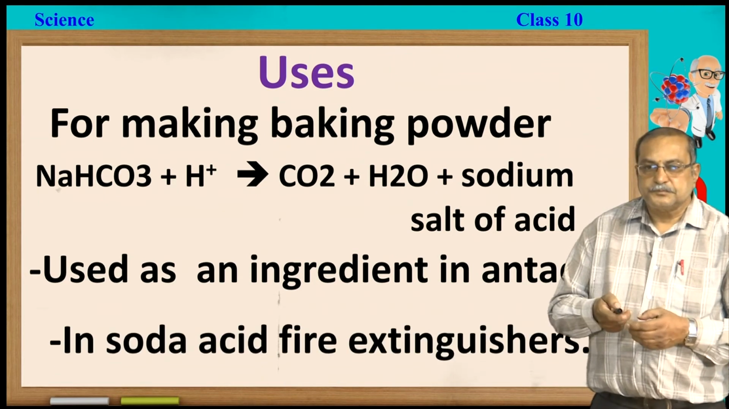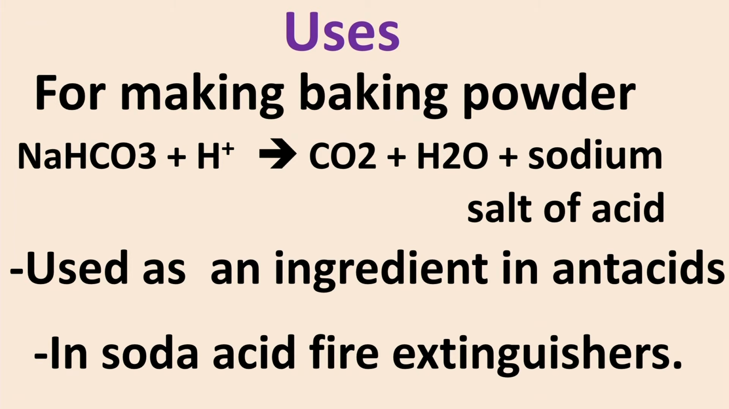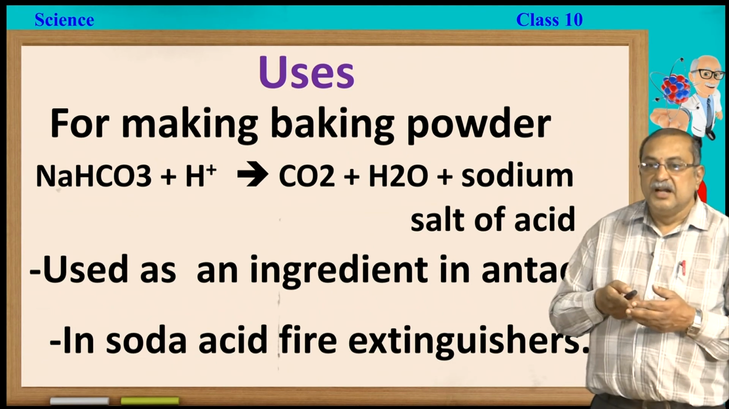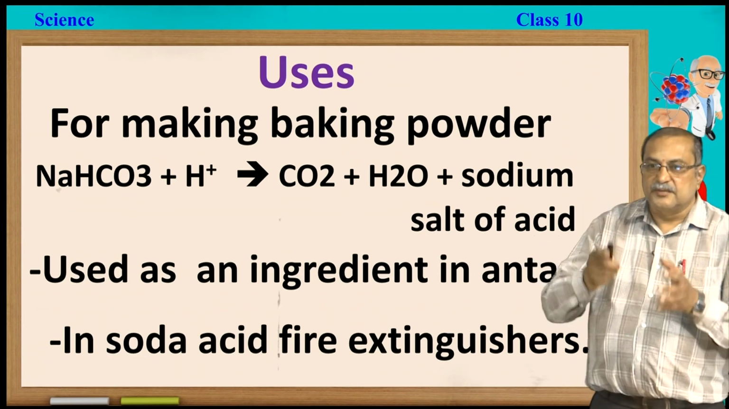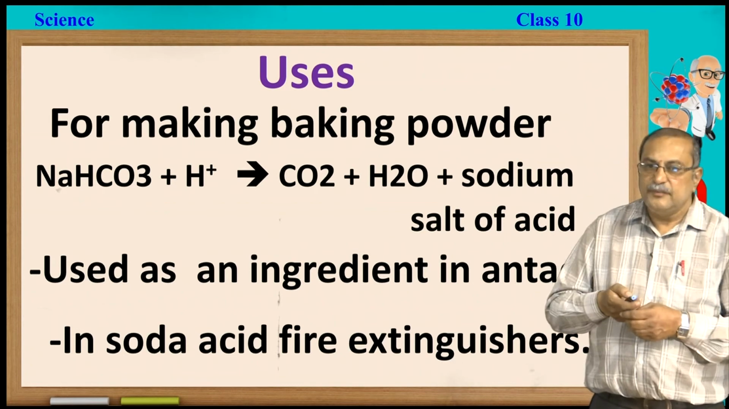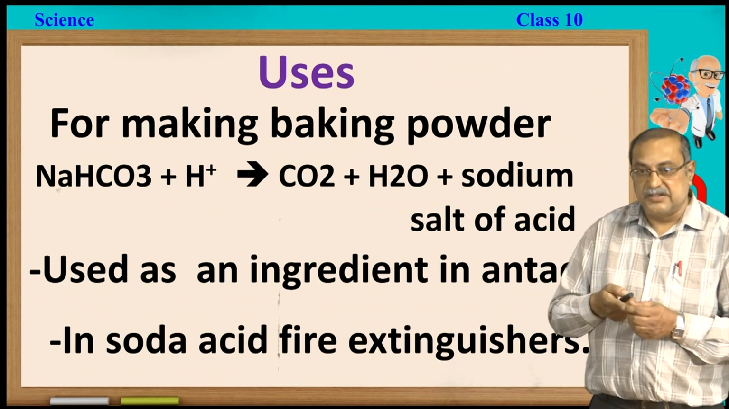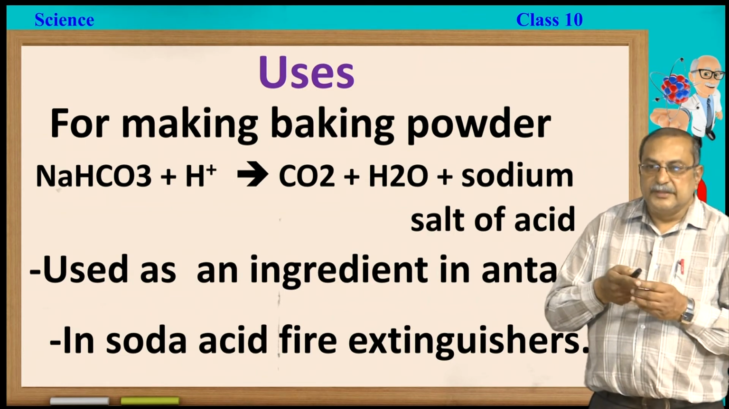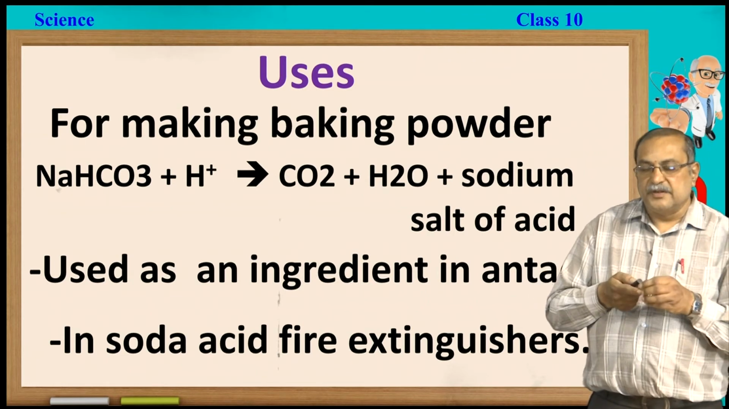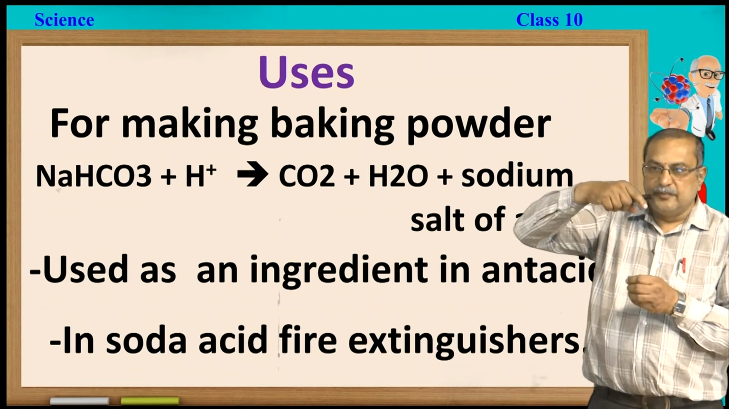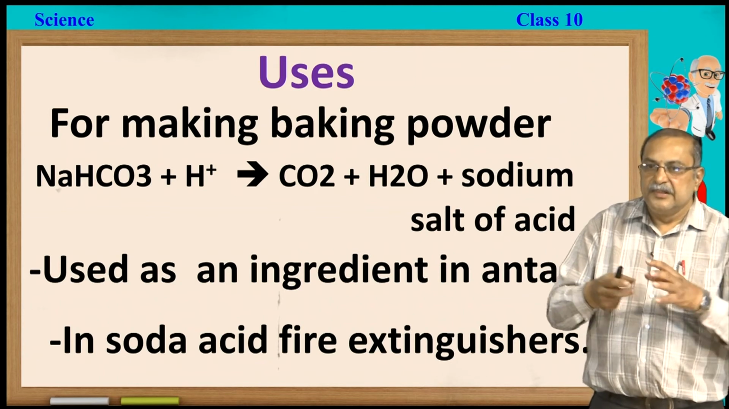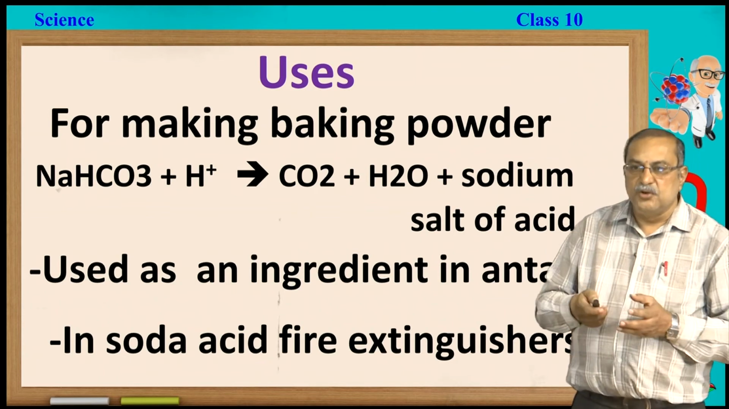In soda-acid fire extinguishers also, you know that near the petrol bunks or the cinema halls and some big shops, they will keep one fire extinguisher box, a red color box with a handle and a pipe. That is called a fire extinguisher. In that one there will be some acid and soda kept in. When you hit the knob, the bottle will break and the soda will fall into the acid and start liberating carbon dioxide in huge quantity.